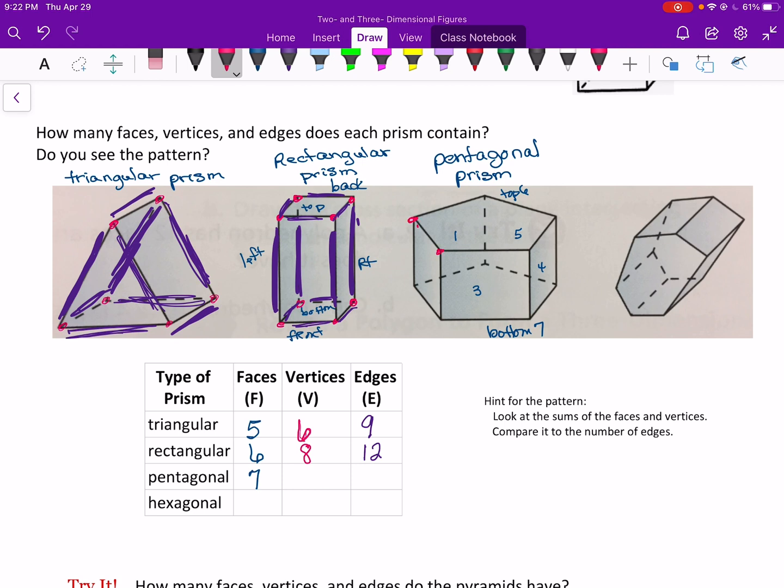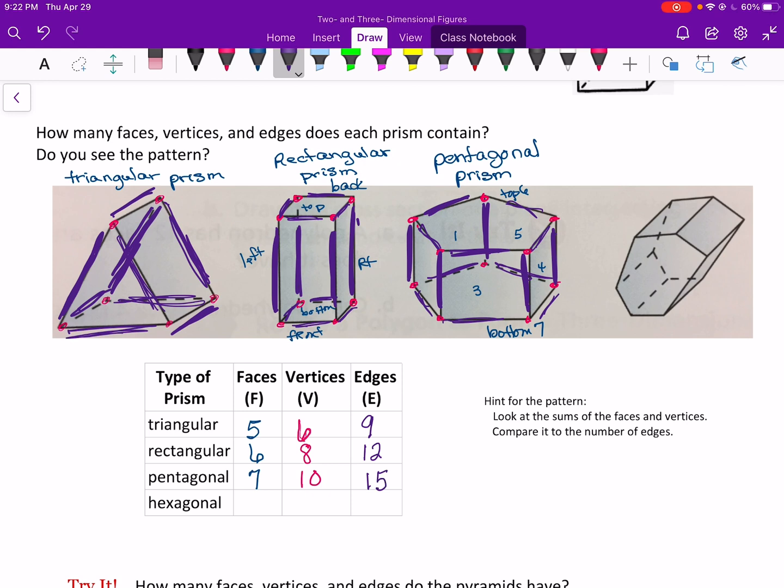Okay, that's the points. Let's try it again. 1, 2, 3, 4, 5. Now the ones on the bottom. 6, 7, 8, 9, 10. 10 vertices. Now let's go for the edges, which is what I was trying to do a minute ago. 1, 2, 3, 4, 5, 6, 7, 8, 9, 10, 11, 12, 13, 14, 15. Boy, there's a bunch there.